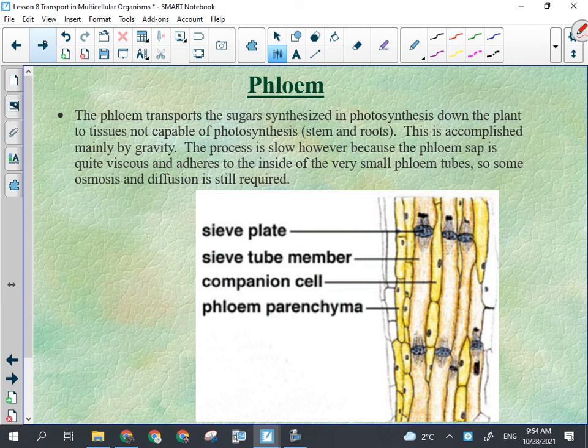The phloem transports the sugars that are synthesized by photosynthesis down the plant, to the tissues that are not capable of making them themselves. There's a little bit of osmosis, a little bit of diffusion, but this is mostly gravity. Don't need anything else. Gravity will pull everything back down. Gravity is always bringing you down. Always working against you. Stupid gravity.